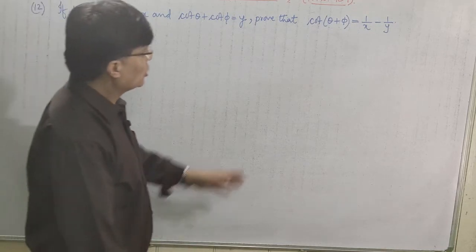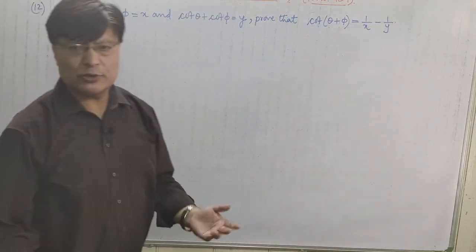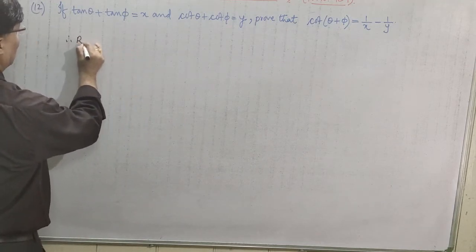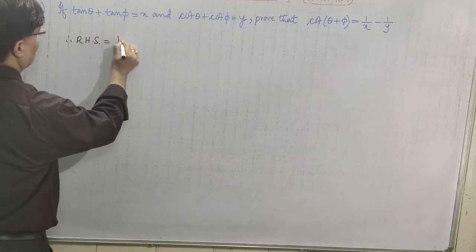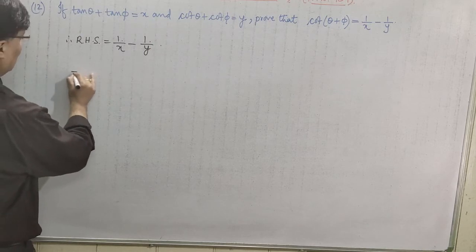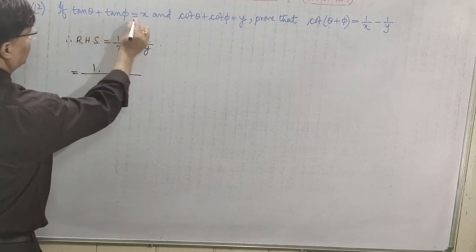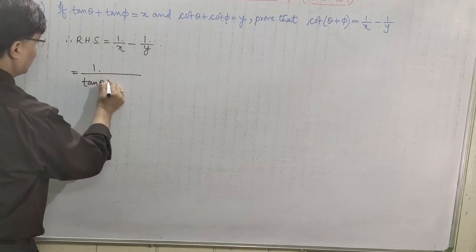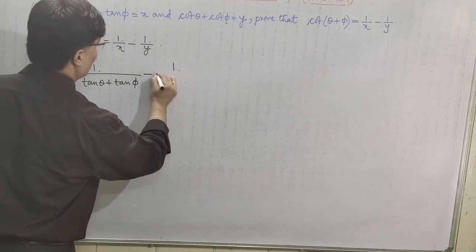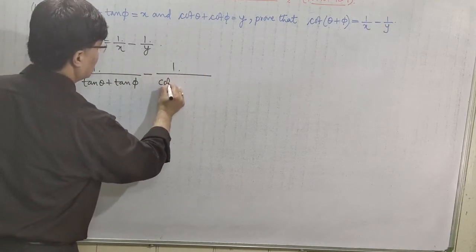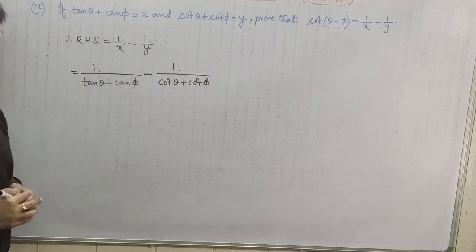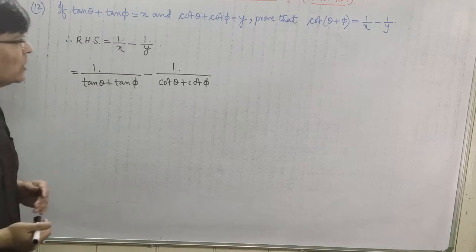Okay. So let us prove this relation from the right hand side, because we know the value for x and y, isn't it? So let us prove it from right hand side. So therefore RHS is equal to 1 upon x minus 1 upon y. 1 upon what is x out here? It is tan theta plus tan phi, minus 1 upon what is y here? It is cot theta plus cot phi. Understood? So next, what will you do here?